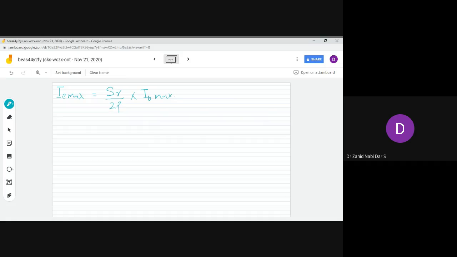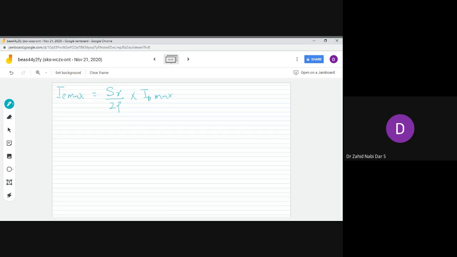So this is the expression for the end ring current. But we know that this expression is only possible if the current through all the bars is the same.